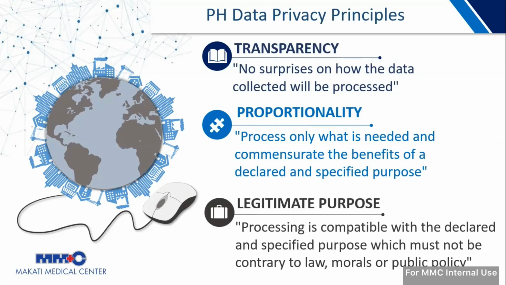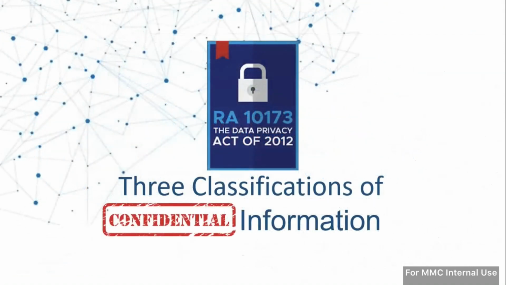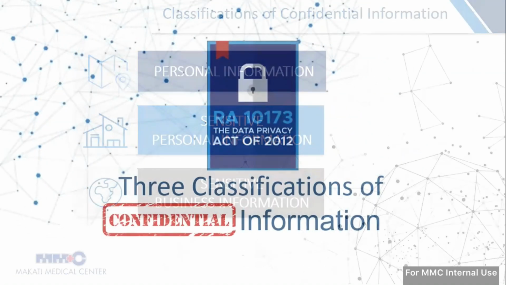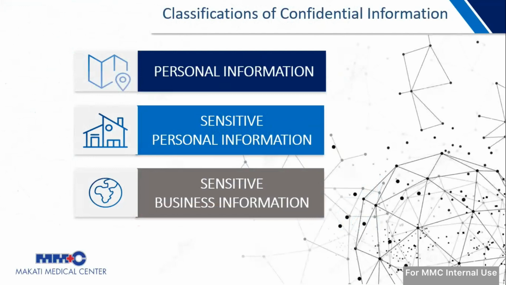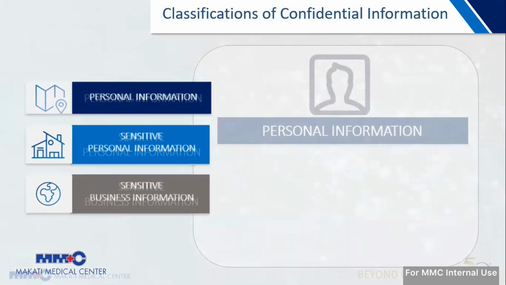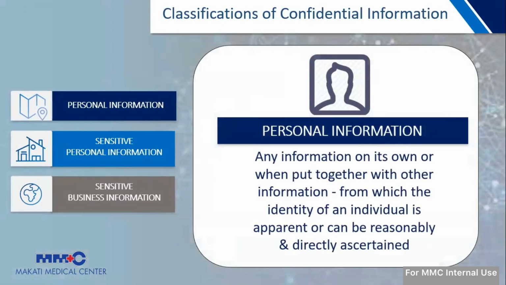Three classifications of confidential information. Personal information. Sensitive personal information. Sensitive business information. Personal information is any information on its own or when put together with other information from which the identity of an individual is apparent or can be reasonably and directly ascertained.